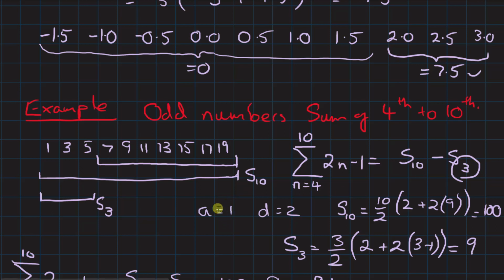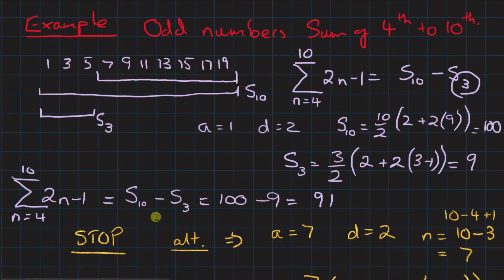So to do the first 10, first of all, the first term is 1, the difference is 2. The sum to 10, as we saw before, is 100. The sum to 3 is 3 over 2, 2 lots of a, 1, plus d, 2, times 3 minus 1, the position, or number of steps. Work that through and you get a sum of 9. So the sum of these is the difference between these 2 numbers. Sum to 10 minus sum to 3 gives me 91. If you actually add these up, yes, they do go to 91.